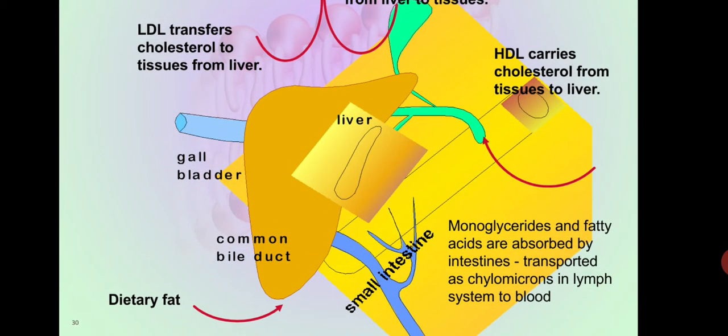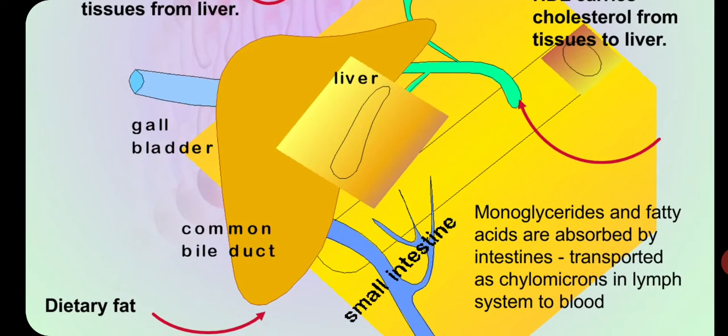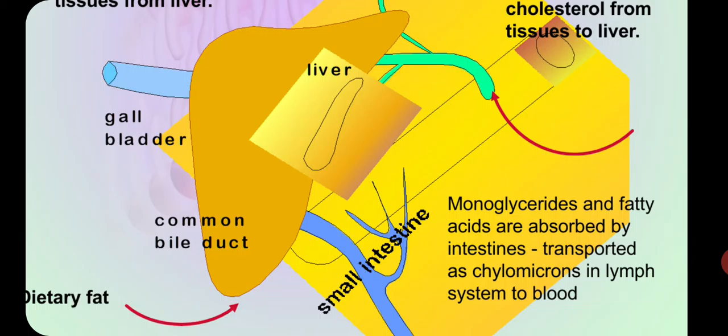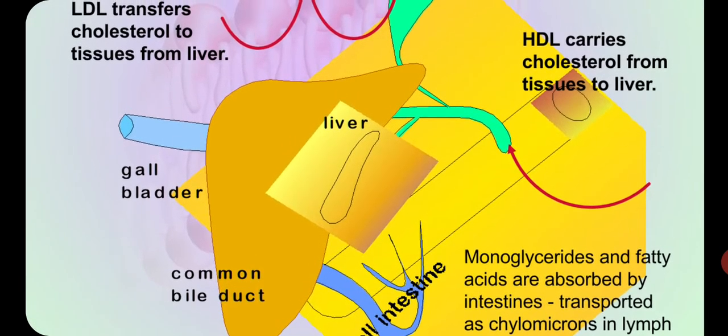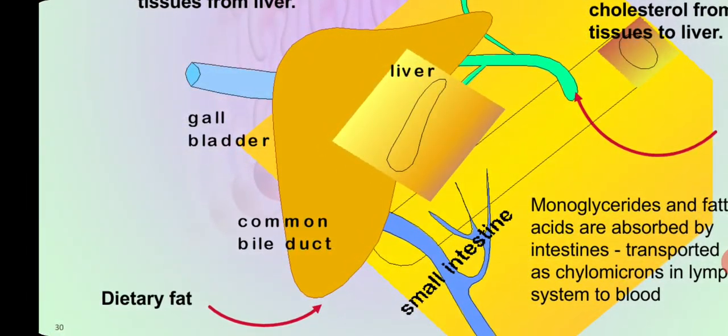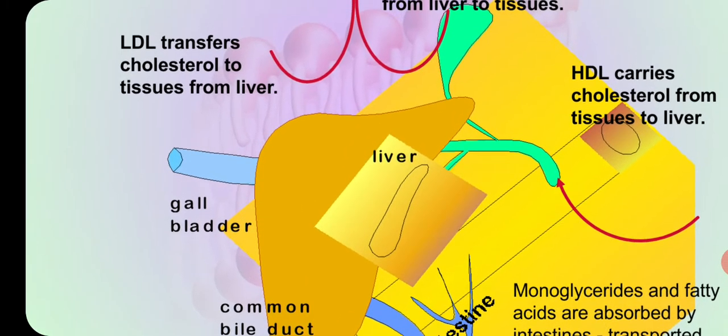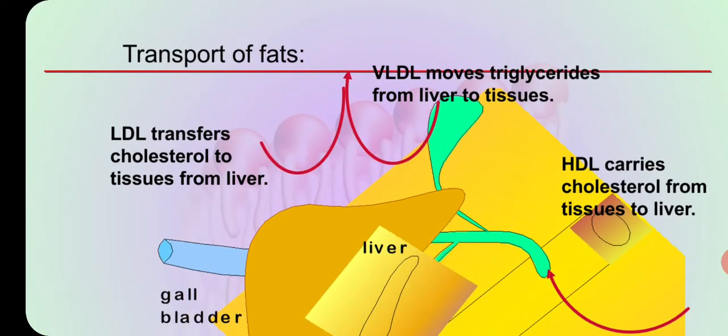when the digestion process is over, movement to different locations starts. Here it is written that when triglycerides are consumed, the monoglycerides and fatty acids released after the hydrolysis of triglycerides are absorbed by the intestines and then transported as chylomicrons in the lymph system to the blood. Mainly to carry these components, you have certain vehicles. I have written here VLDL, LDL, and HDL. VLDL is very low density lipoprotein, LDL is low density lipoprotein, and HDL is high density lipoprotein.